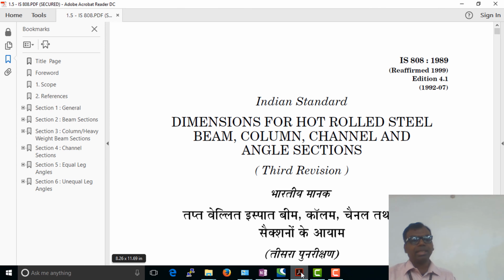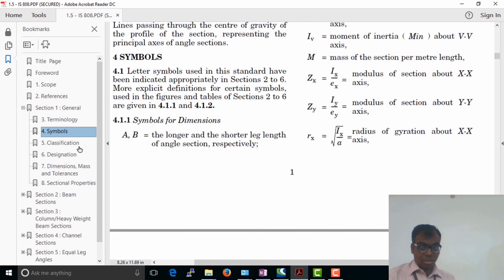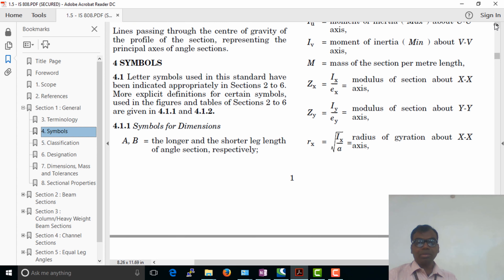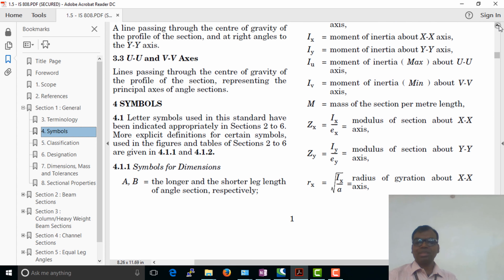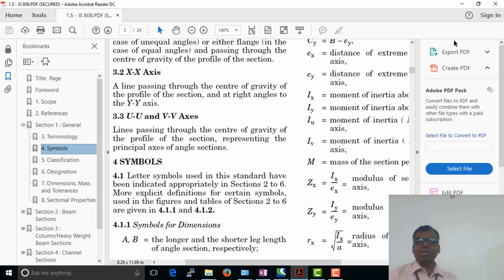Now this is IS 808, and IS 808 is for hot rolled steel beams. These are the sections to which the members will be made if they are coming to Indian standard. Now you just have a look at this. These are all terms which you know. So AB is fine.